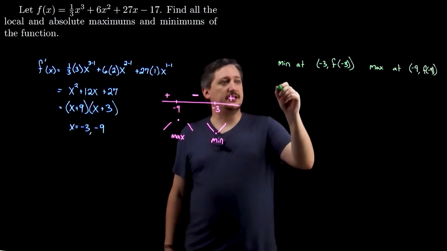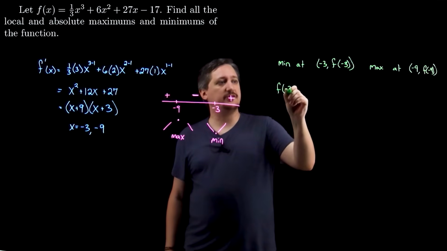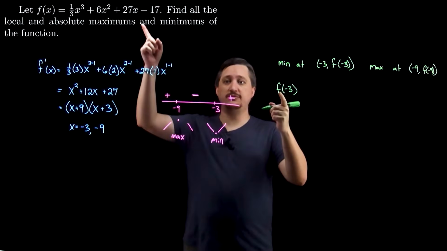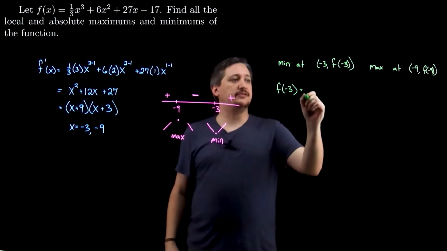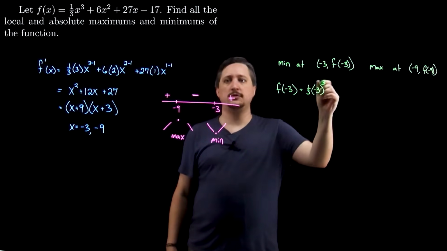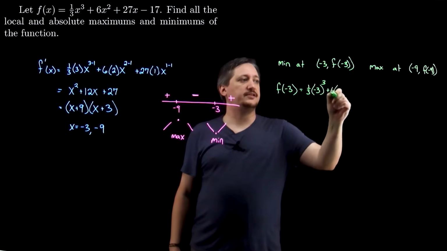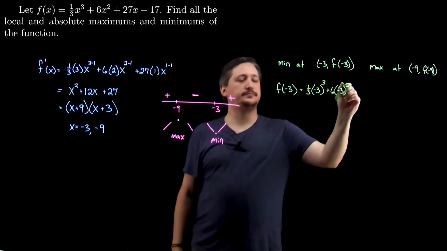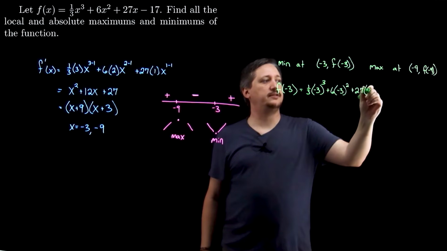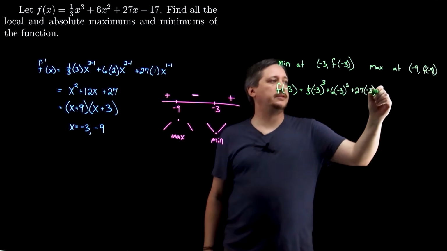Okay. So that means I need to calculate these, right? So in particular, I need to calculate f of negative 3. And notice I'm not using the derivative. I want to use the actual function, right? The actual f in the problem. So this is going to be 1/3 times negative 3 cubed plus 6 times negative 3 squared plus 27 times negative 3 minus 17.